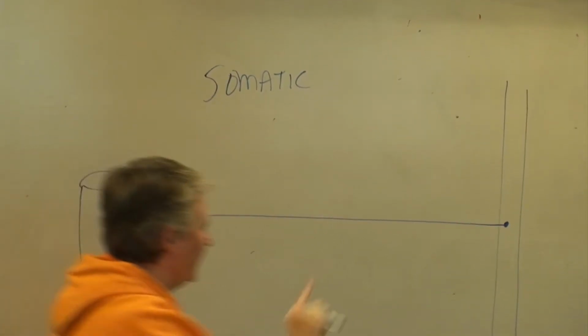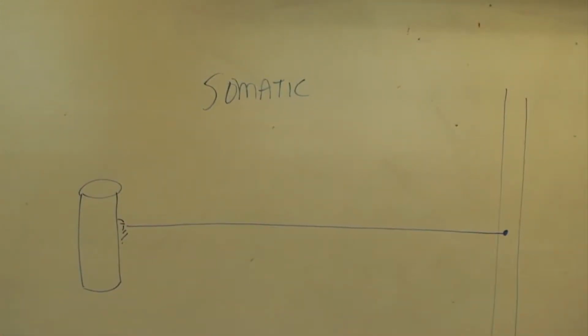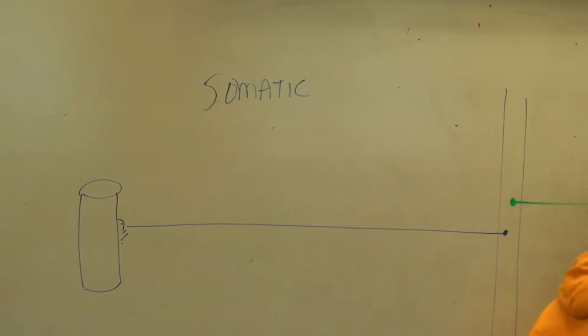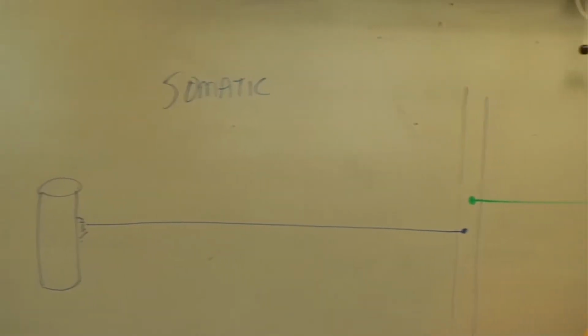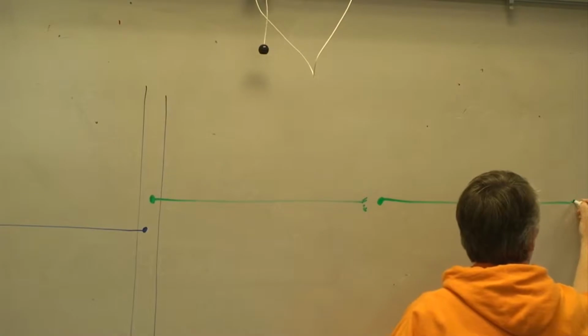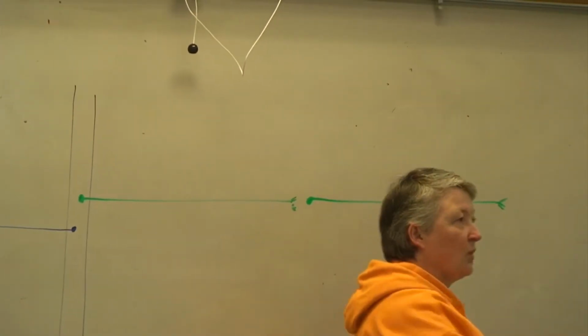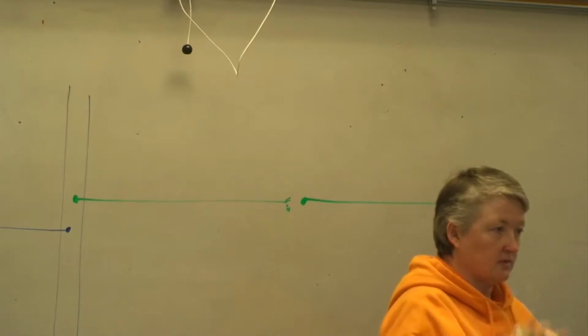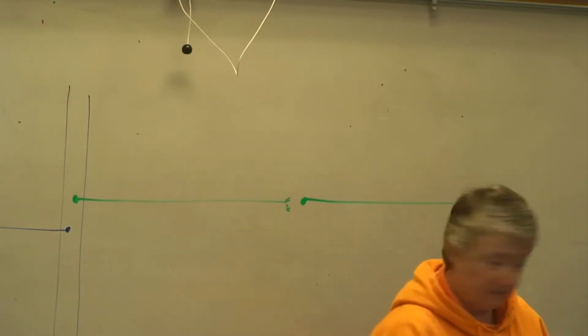Okay? Visceral is strange. Visceral, the first motor neuron starts in here. It synapses with a second visceral motor neuron. And then that motor neuron synapses with whatever the effector is. Heart, glands, fat cell, whatever. Okay?